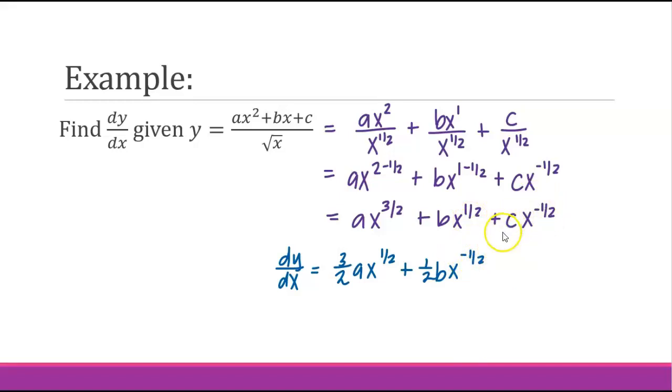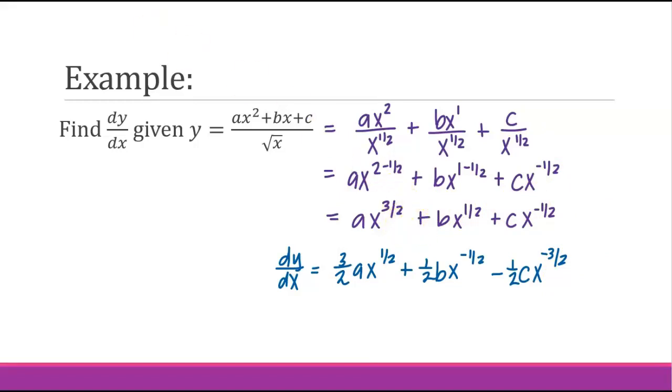And then finally, this negative 1/2 gets multiplied by the c in front, and we'll have times x to the negative 3/2 if I subtract 1 from negative 1/2. So this is my derivative. And it required a little bit of algebra here in dealing with some fractional exponents.